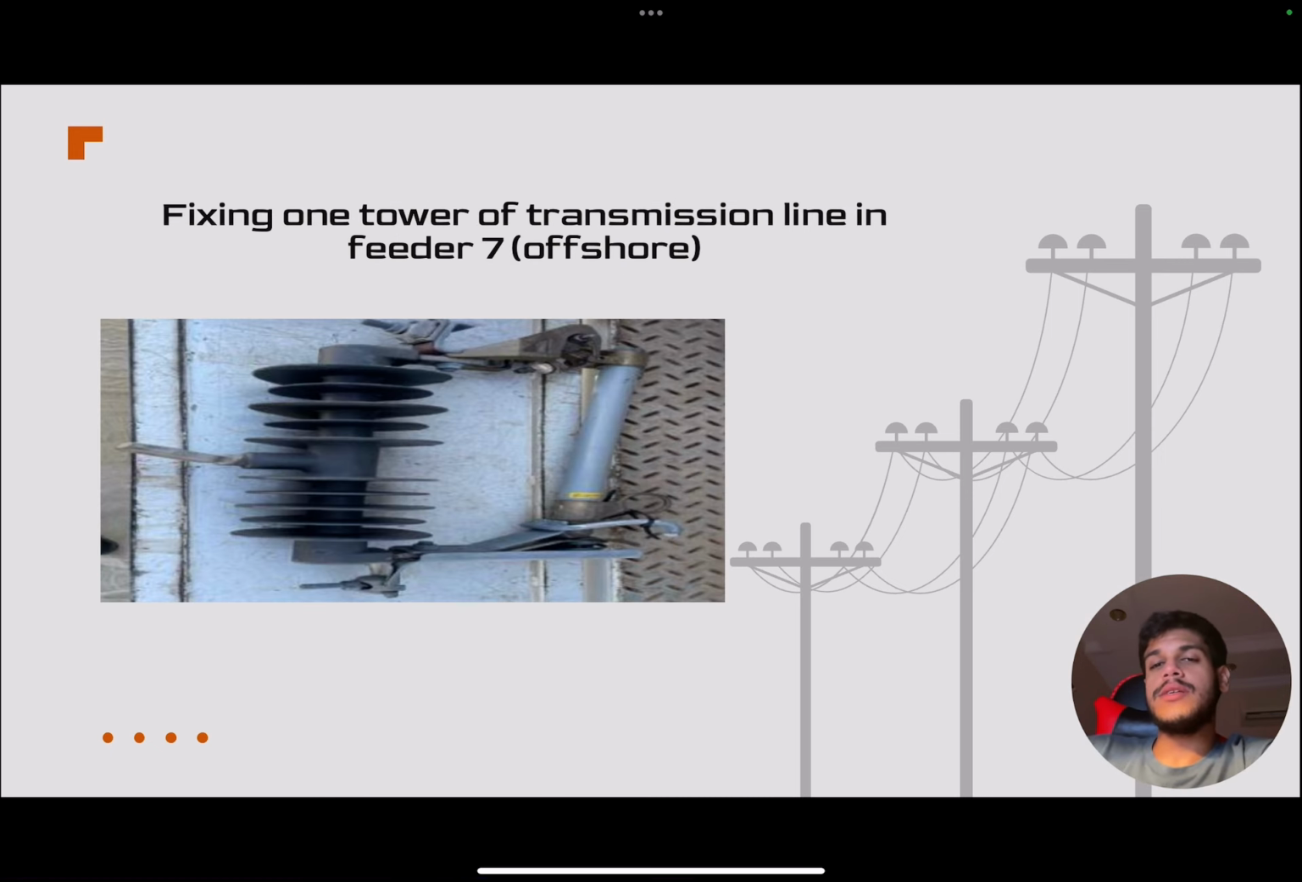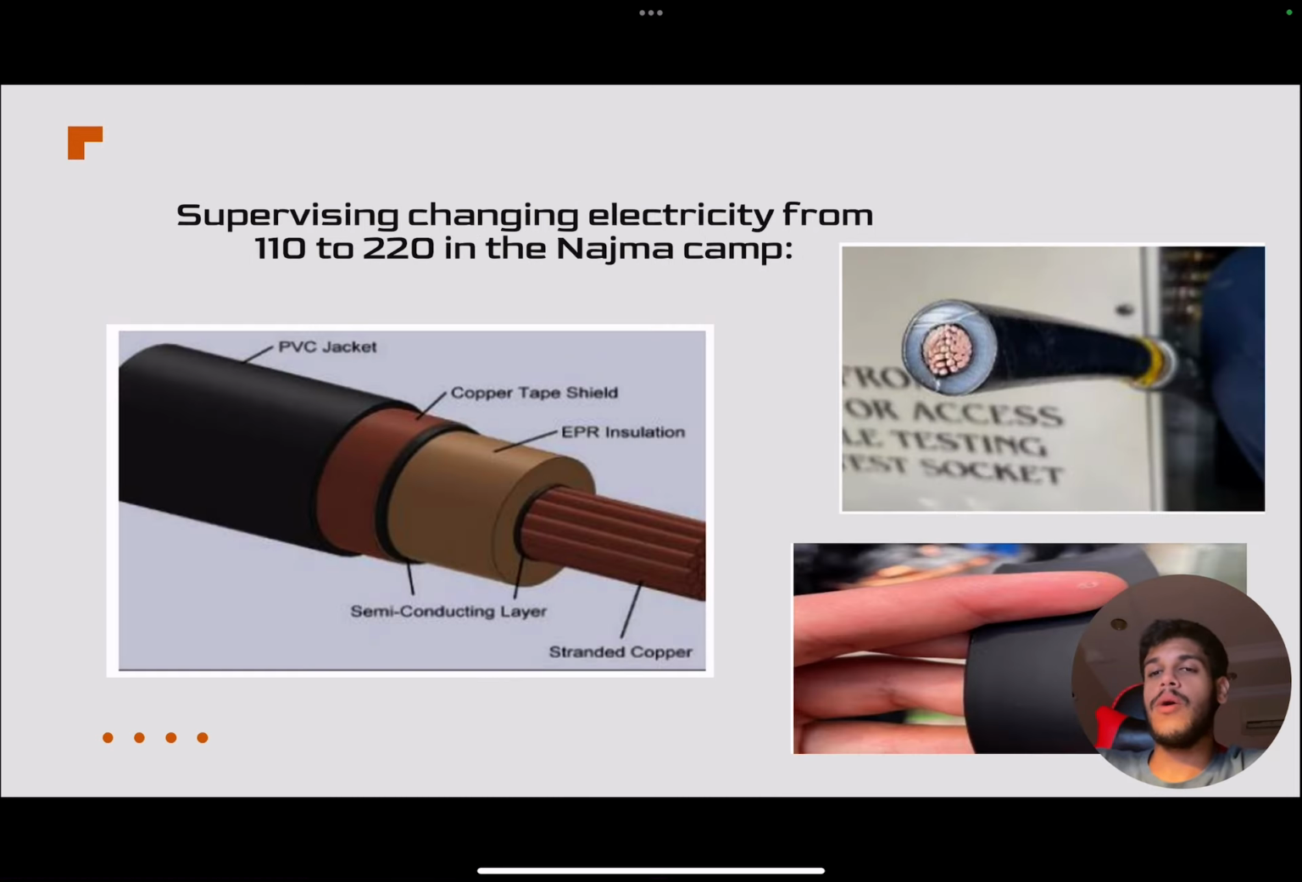Okay, this major task is fixing one tower of a transmission line, basically in feeder 7. In Jaima offshore feeder 7, because Ras Al Noura has high humidity, one of the jumpers of the transmission line was cut because it got rusty. So we changed the 3 jumpers for the 3 phases, and for all 3 phases we changed the cutout fuse and the poles as preventive maintenance to give the tower a longer lifespan.